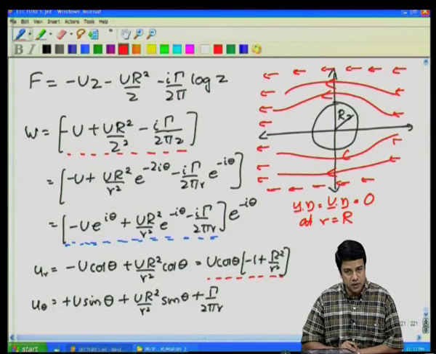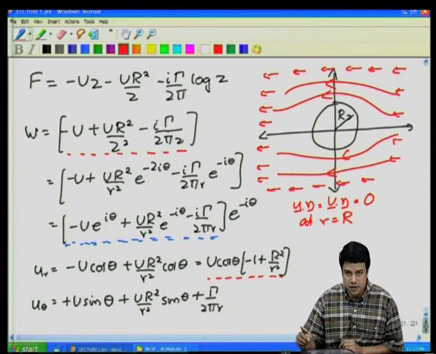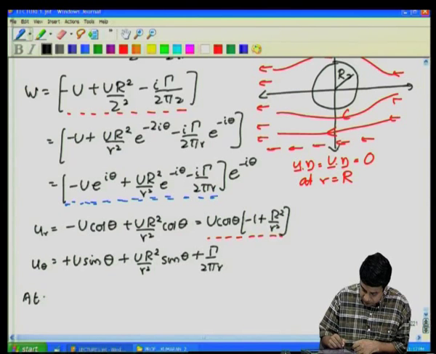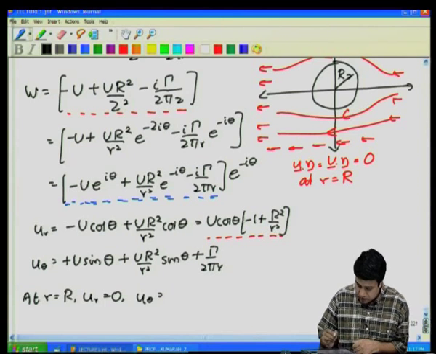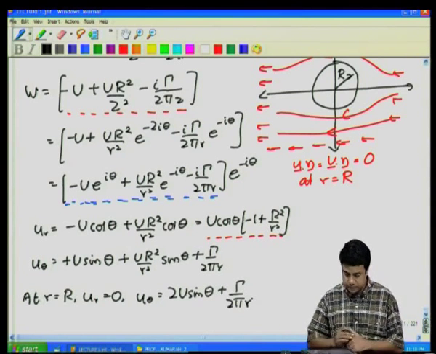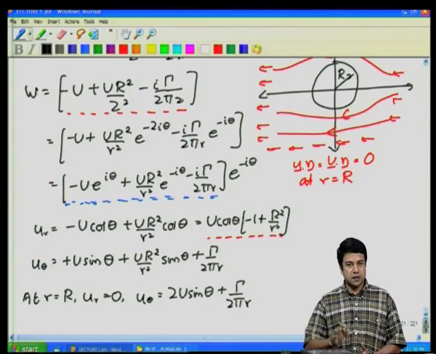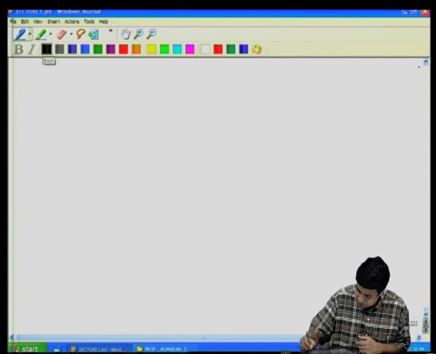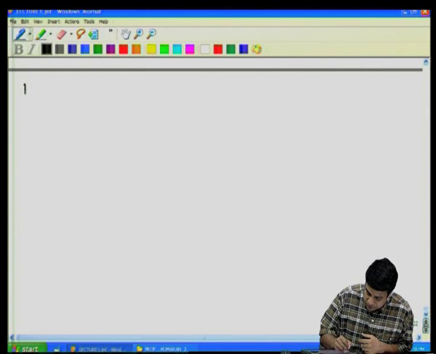What about u_theta? Clearly, u_theta is not equal to 0. So, on the surface of the cylinder at r is equal to capital R, u_r is equal to 0, u_theta clearly is not equal to 0, it is equal to 2U sin theta plus gamma by 2 pi R. So, let us try to look physically at what kind of a velocity field this represents. So, this, as I said, is the flow around a cylinder.